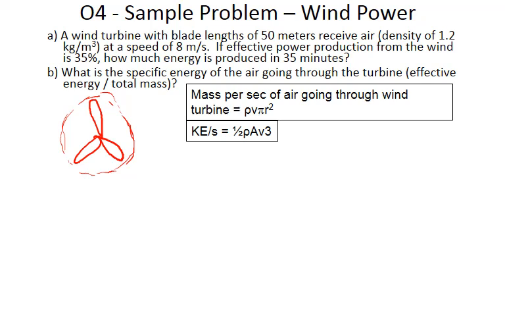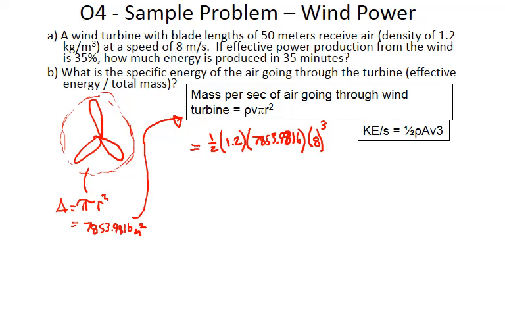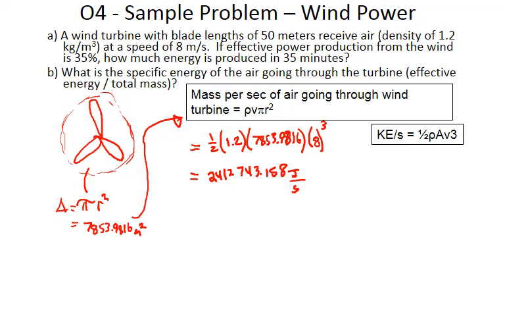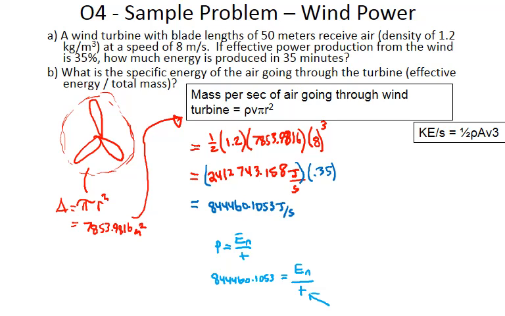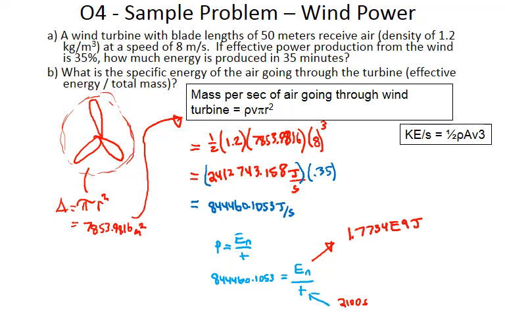Okay, so let's see how you did there. We should get, for pi r squared, the area, and we've got the velocity and the density, so this is the effective power here. It's only 35% efficient, so 0.35 times that number will give us how many joules per second. That's the effective power that we get. And our time is 2100 seconds, so the effective energy that we get there is 1.77 times 10 to the 9th joules.